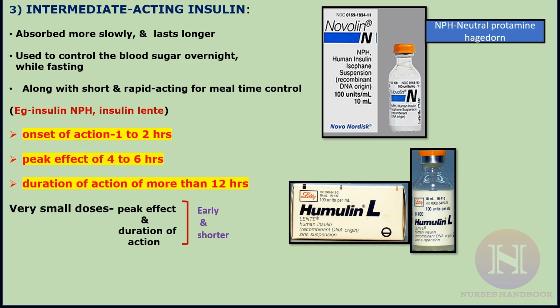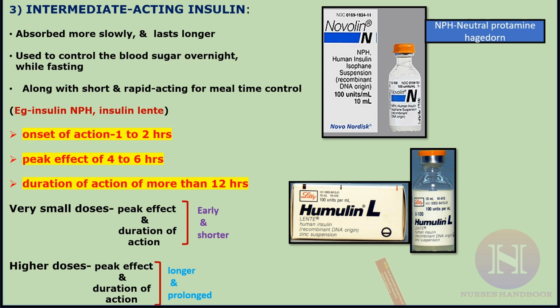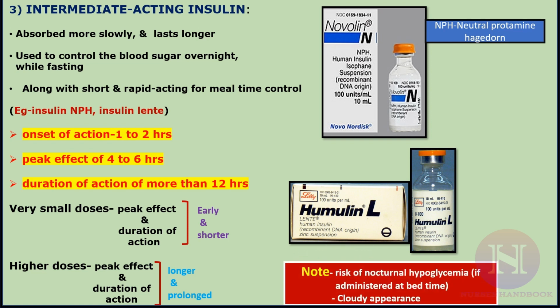Action profile depends upon dose. That is, if small doses are administered, peak effect will be early and duration of action will be shorter. Whereas if high doses are given, peak effect will be later and duration of action will be prolonged. A very important point to remember is there is always a risk of nocturnal hypoglycemia if administered at bedtime, as peak effect is 4 to 6 hours.